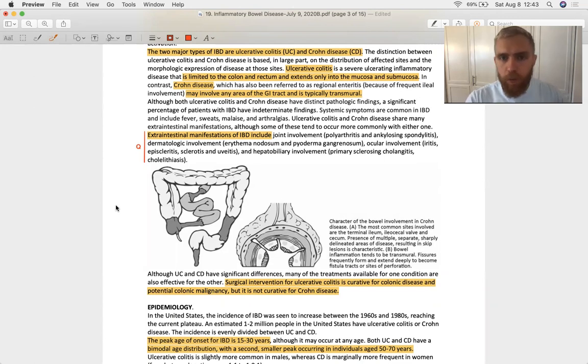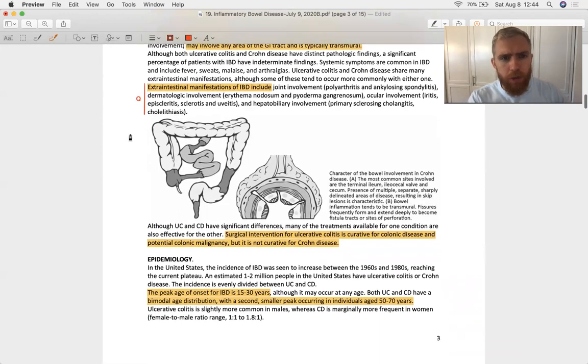Histologically, I suppose morphologically too, ulcerative colitis only extends into the mucosa and submucosal layers of the gut wall. Crohn's disease, however, is typically transmural, meaning ulcerations become so severe that they just burn through the entirety of the gut wall. It's not contained.